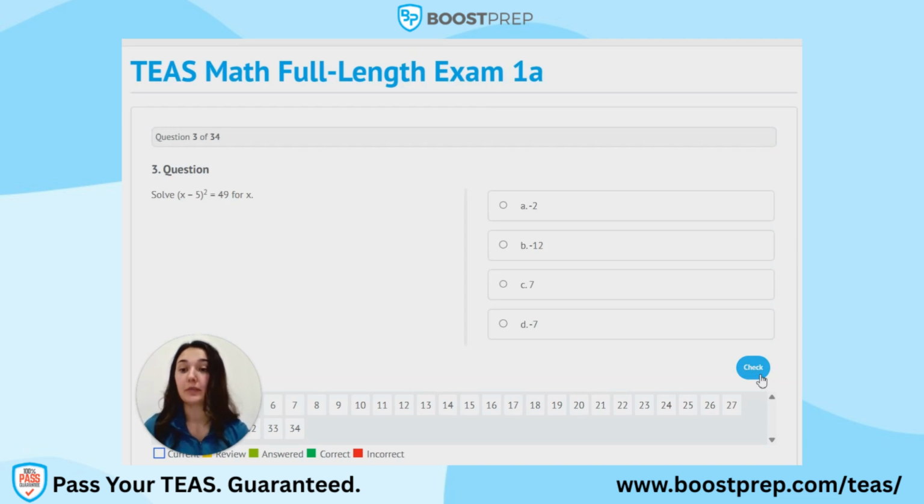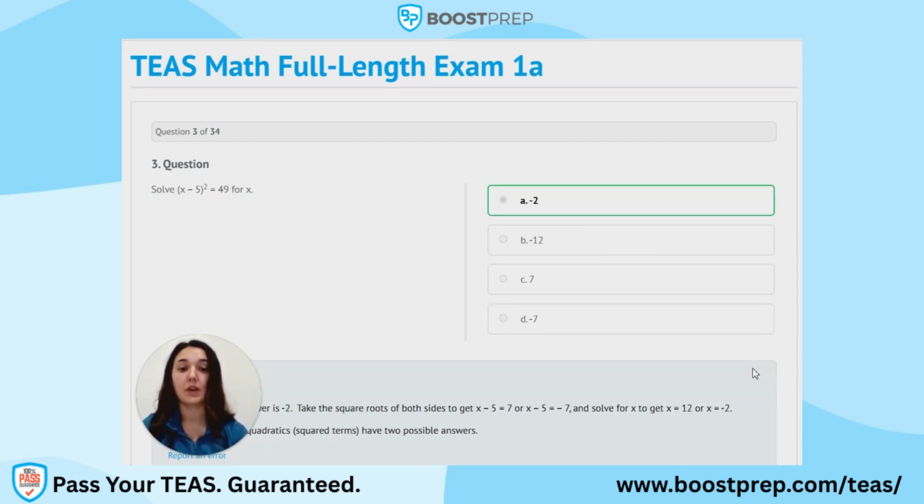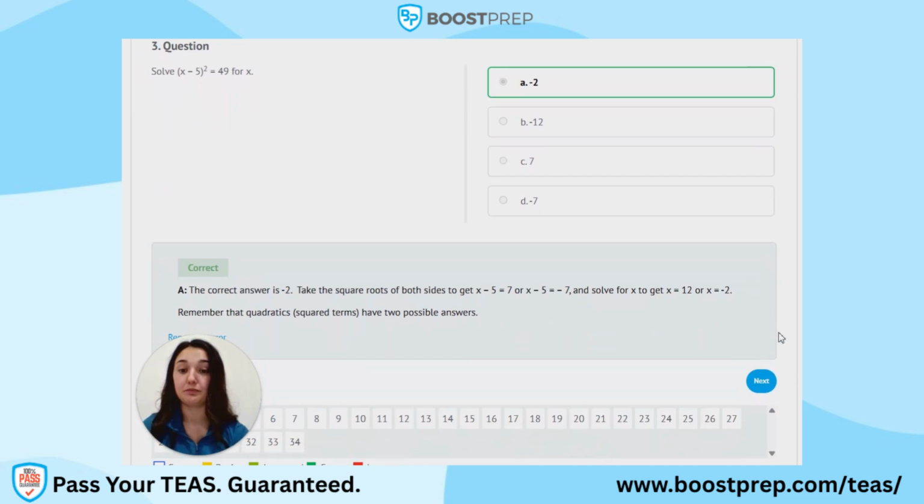Question 3. Solve (x minus 5) squared equals 49 for x. A, negative 2, B, negative 12, C, 7, D, negative 7. Correct answer is A, negative 2.